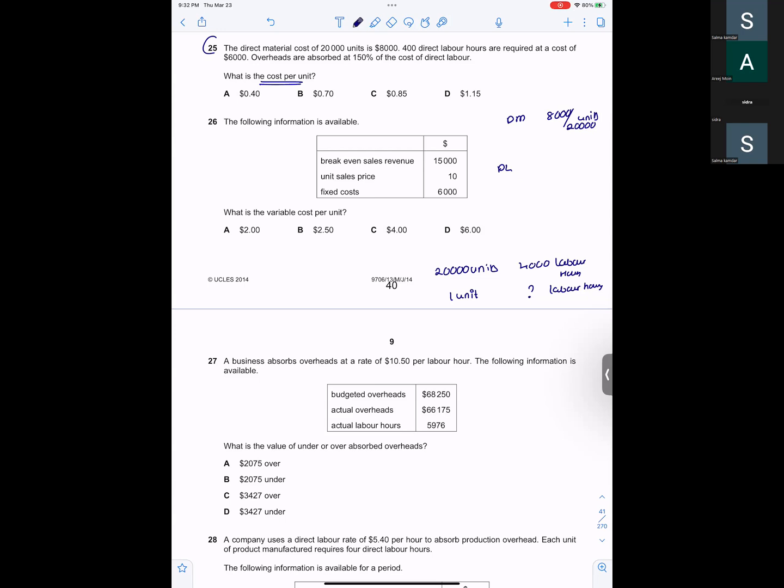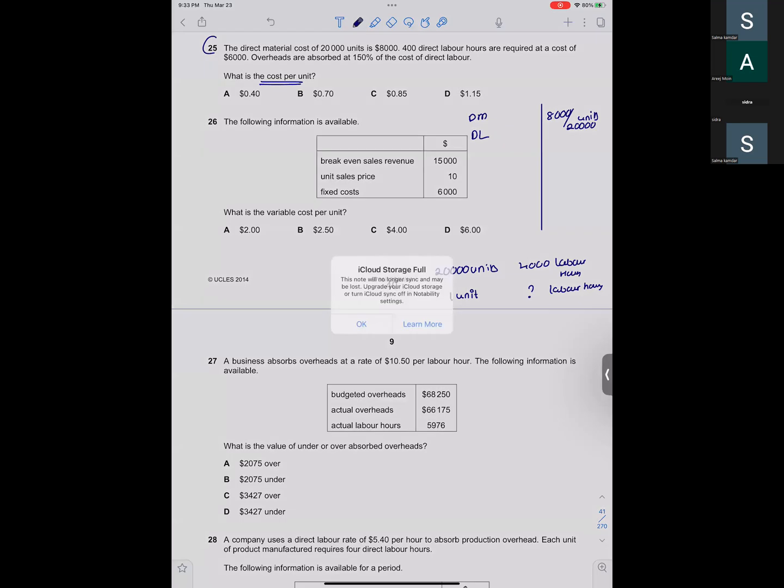What is the direct material cost per unit? For 20,000 units, you will require 8,000 of material. So 0.4 for direct material.